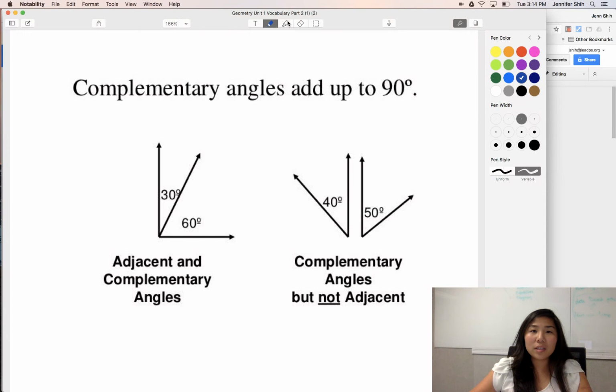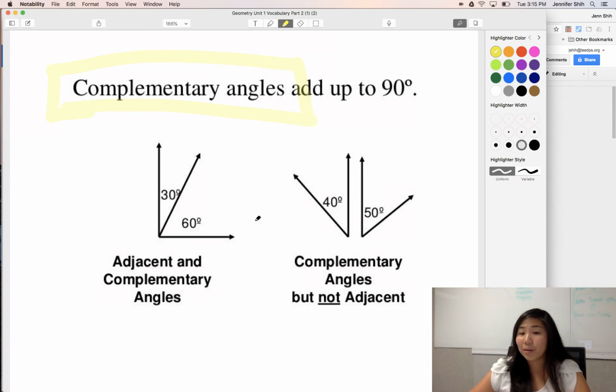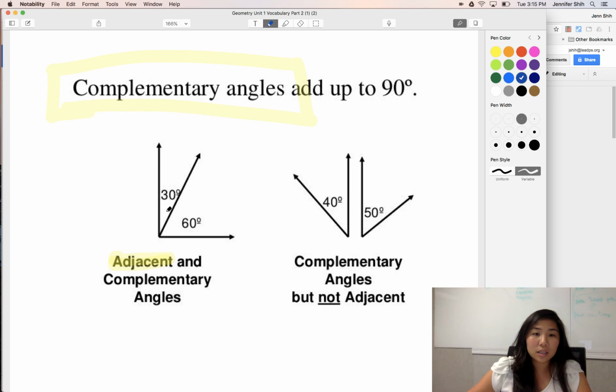Complementary angles add up to 90 degrees. So this is your vocabulary word. You should take some time to write and draw these figures, but you need to write that complementary angles add up to 90 degrees. These angles are adjacent, meaning they're next to each other. So if they add up to 90 degrees, it looks pretty obvious what happens. It's like 30 plus 60 is 90.